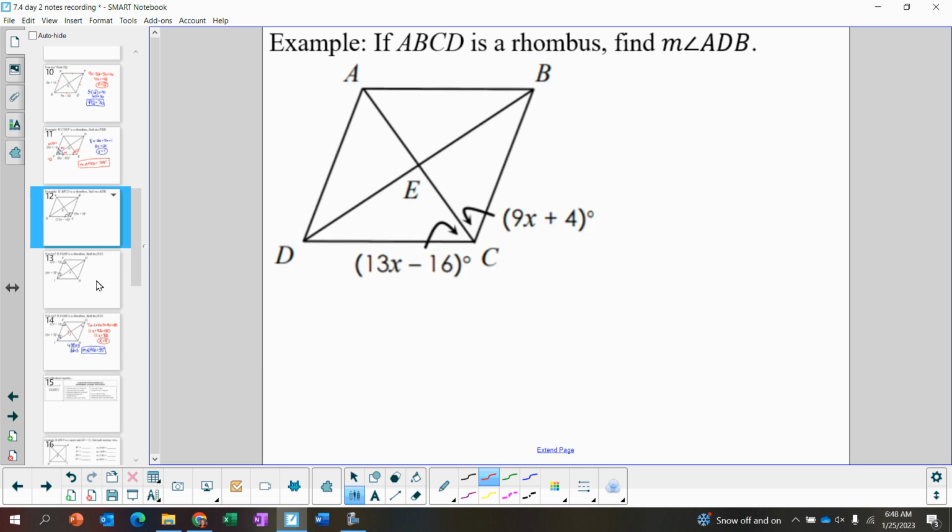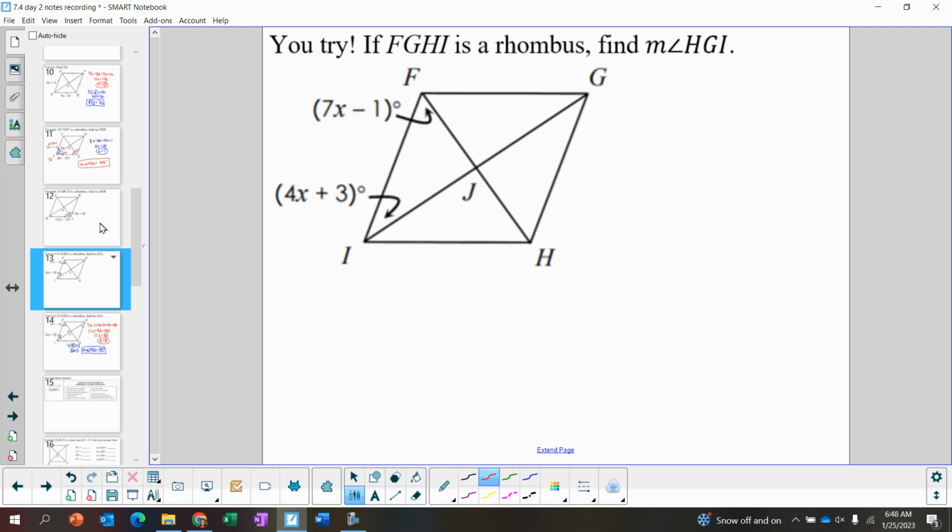I'm actually going to jump to the try, and then we'll go back to the example for you to do. So here, what I did is I took the fact that this is alternate into this. Let me check.